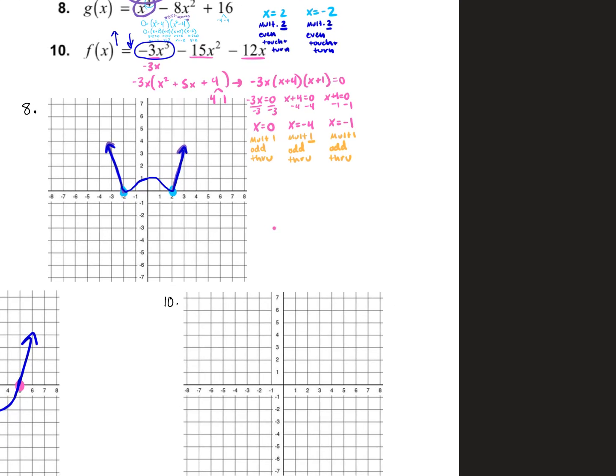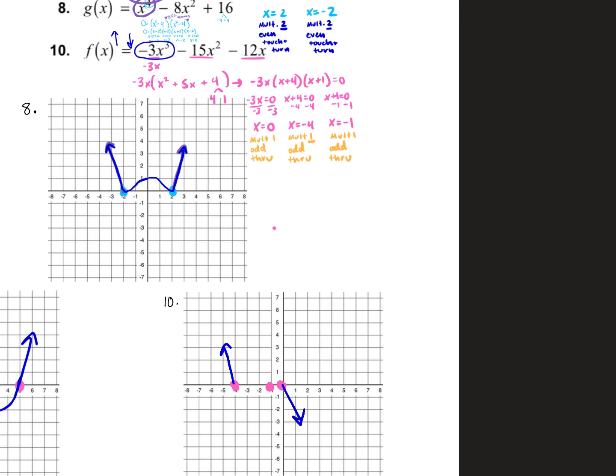So I'm going to put my points on the graph. I have a point at 0, a point at -4, and a point at -1. So out of my point farthest to the left, I have an arrow that goes up. Which is my point farthest to the left? -4. So out of -4, I have an arrow that goes up. What's my point farthest to the right? 0. So out of 0, I have an arrow that goes down.